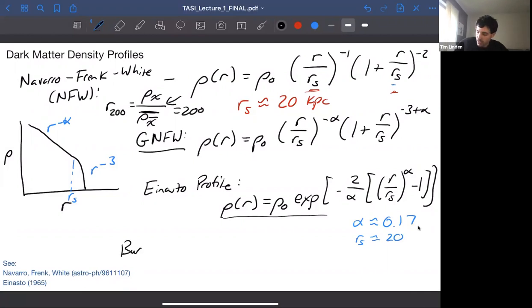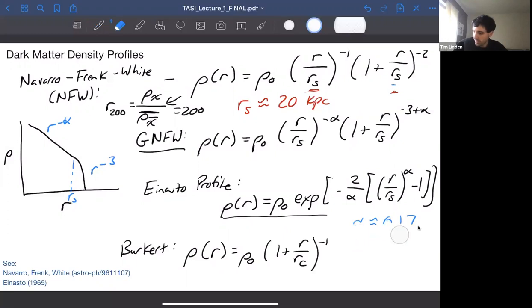And the last one is a profile by Burkert. This one has a different phenomenology. I'm going to show a better plot of these in just a second, where this is going to become clear. Rho 0 over (1 plus r over r core), and I'm going to call this a core radius now because it actually does lead to a core, times (1 plus (r over r core) squared).